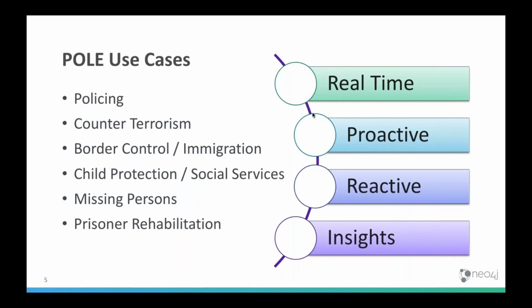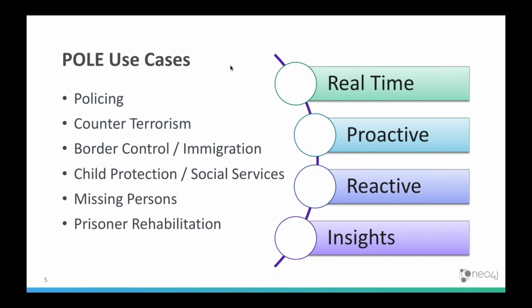In terms of use cases for the poll data model, as I've mentioned, policing is a big one. You might also see poll used in counterterrorism, border control and immigration, social services, and child protection, which will actually form part of the demo that we take a look at later. Missing persons use cases, if you're trying to investigate who might know someone who's gone missing, where they typically can be found or where they've been.